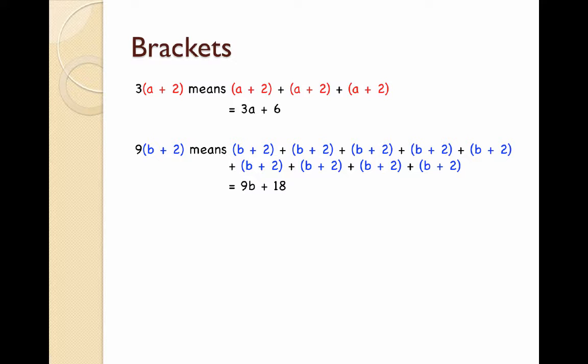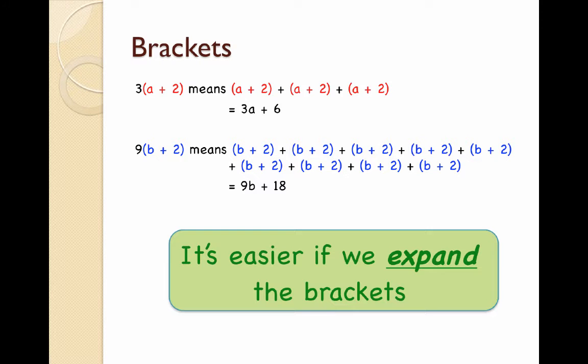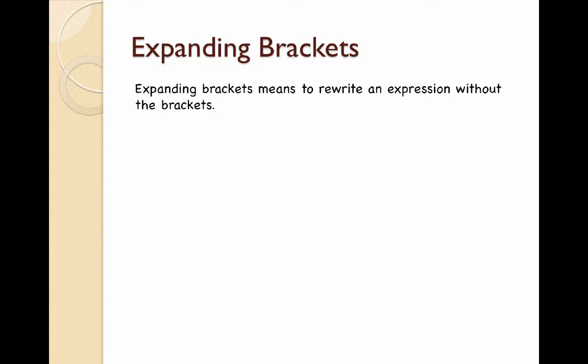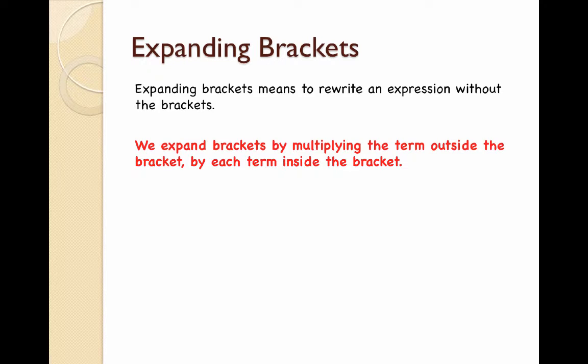There has to be an easier way, and mathematicians have found an easier way. It's called expanding the brackets. So what does expanding brackets look like? Well, expanding brackets means to rewrite an expression without the brackets. We expand brackets by multiplying the term that's outside the bracket by each term inside the bracket.